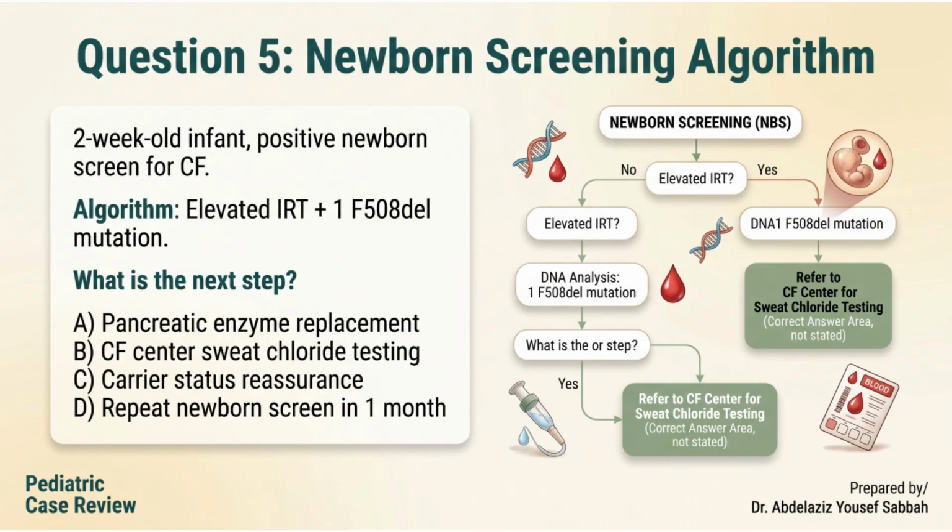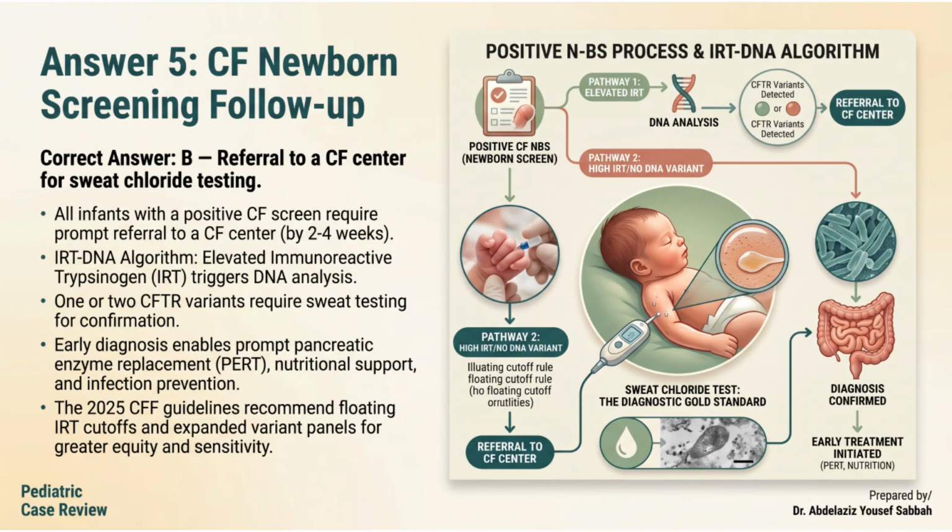Question 5. A 2-week-old infant has a positive newborn screen for cystic fibrosis. The screening algorithm showed an elevated immunoreactive trypsinogen together with one F508 del mutation. What is the next step? Option A, pancreatic enzyme replacement. Option B, referral to a cystic fibrosis center for sweat chloride testing. Option C, carrier status reassurance. Option D, repeat the newborn screen in 1 month. The correct answer is option B, referral to a cystic fibrosis center for sweat chloride testing.